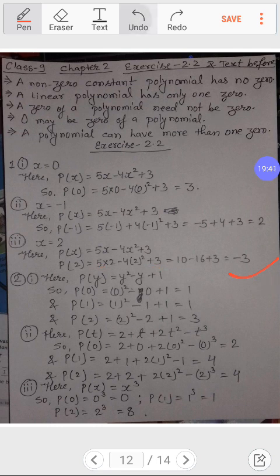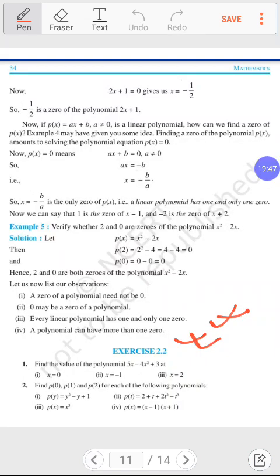if you will see question number 2, then what is there in question number 2? Find P0, P1 and P2 for each of the following polynomials. So if you will see P(y) is equal to y square minus, now here for these different four polynomials, okay, for all these you have to find the value at P0, P1 and P2, okay.